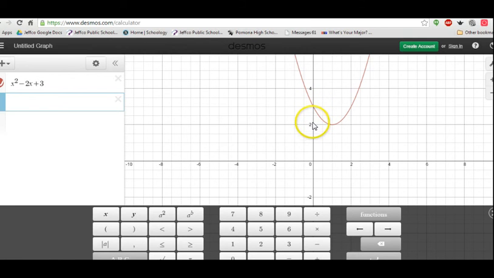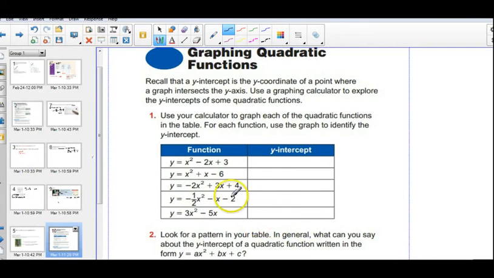Notice that the scale here seems to be that each mark is half of a unit. So this whole distance here is 1, and that's 1. So this y-intercept seems to be 3. You can use this website to graph the rest of the equations that are found here, and then answer the questions that they're asking you. So I'll make this available to you as well.